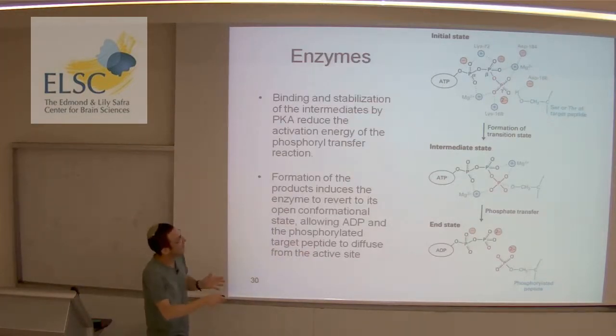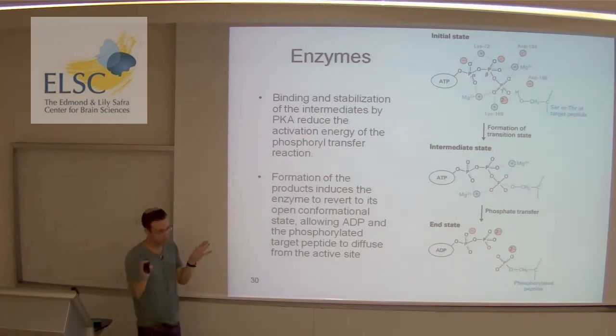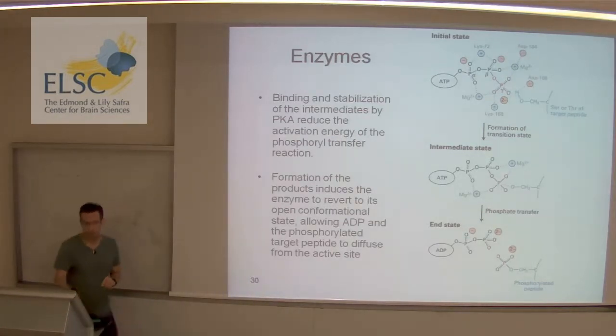Because each time you slide back toward the reactant side, the glycine loop reminds you that you have to, or pushes you towards the end state, where it will be open, and this product will dissociate from the active site. And this is what gives PKA its enormous catalytic power in this reaction, adding phosphate on the target peptide. Questions about this mechanism?